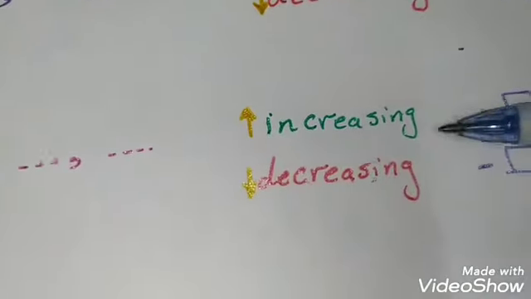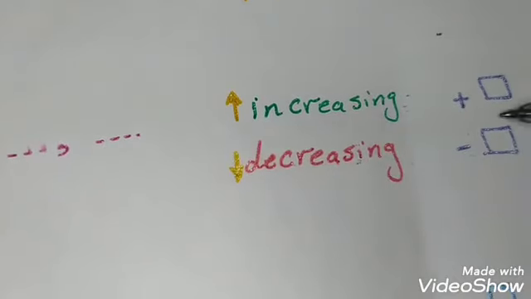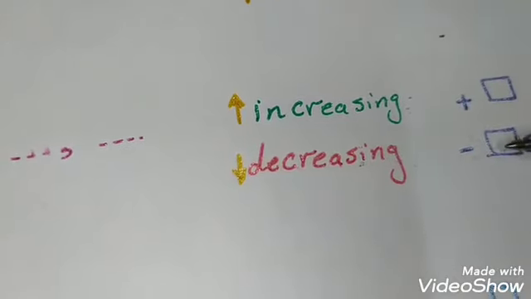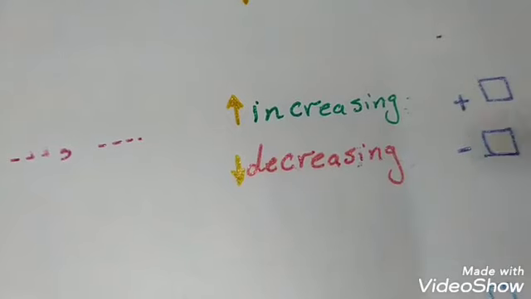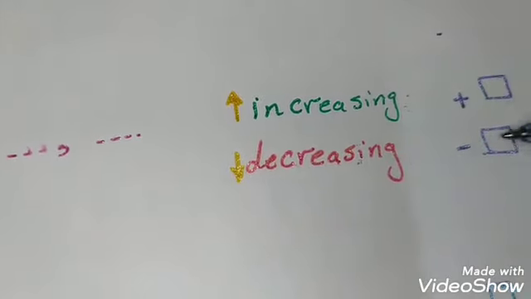So this is a decreasing pattern, which means you do subtraction each time. You subtract some kind of a number each time. Now the second step is to determine what's this number.